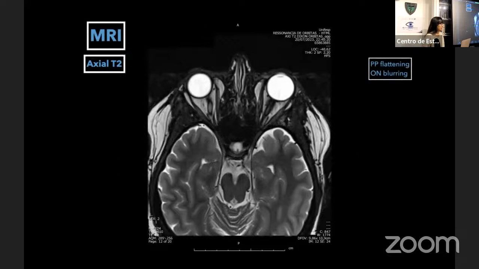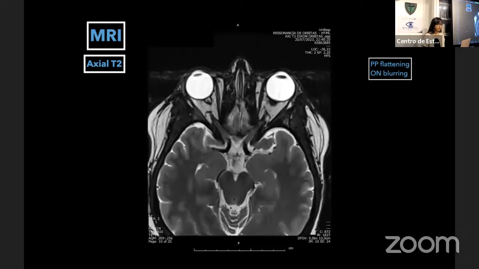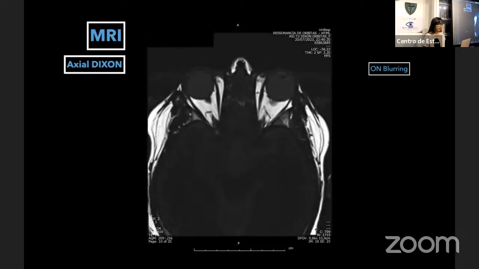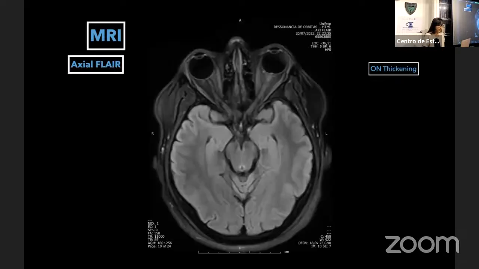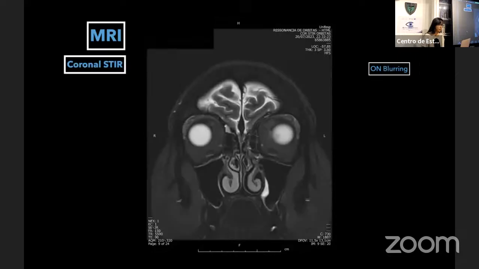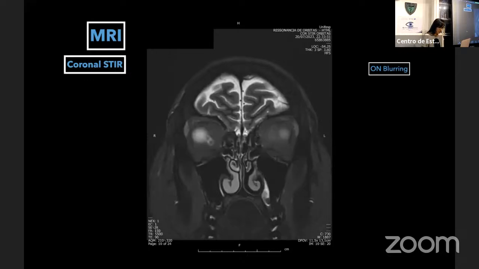So here, in the axial T2 cut, we can see a posterior pole flattening and optic nerve blurring in the left eye. In this Dixon cut, we can see optic nerve blurring in the left eye. And here in the FLAIR, we can see optic nerve thickening along its whole extension, also near the chiasm. In this coronal STIR, we can see left optic nerve blurring. We can see here the right nerve sheaths very clear, but not on the left side.